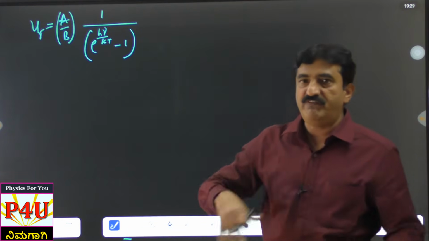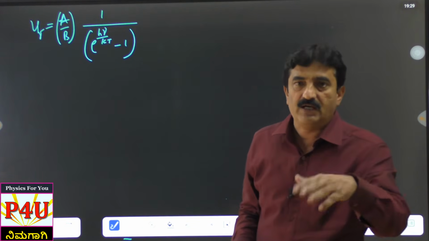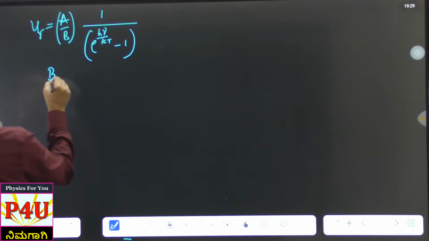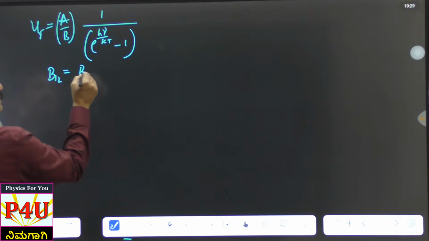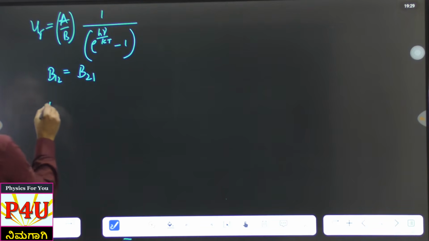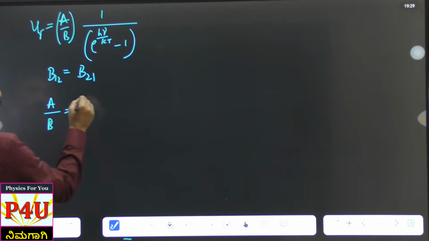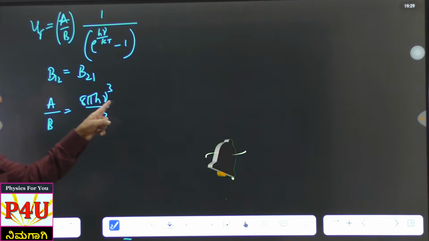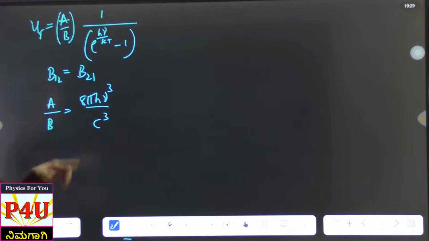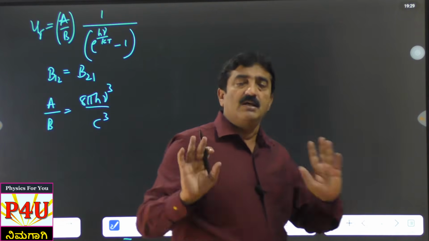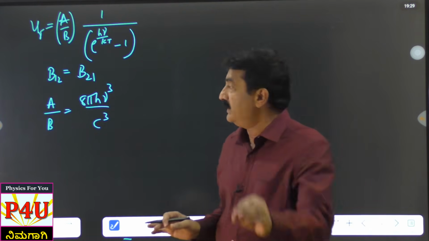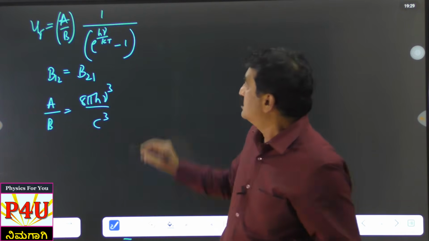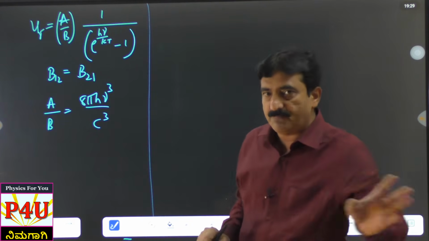From this equation we drew some conclusions like B12 is equal to B21. That means absorption rate is equal to stimulated emission rate. We also proved that A divided by B is equal to 8 pi h nu cube divided by c cube. That means as the frequency of the incident radiation increases, spontaneous emission increases, not the stimulated emission. That clearly shows that there must be one more level called the metastable level. All these things we have discussed in detail in the previous video.